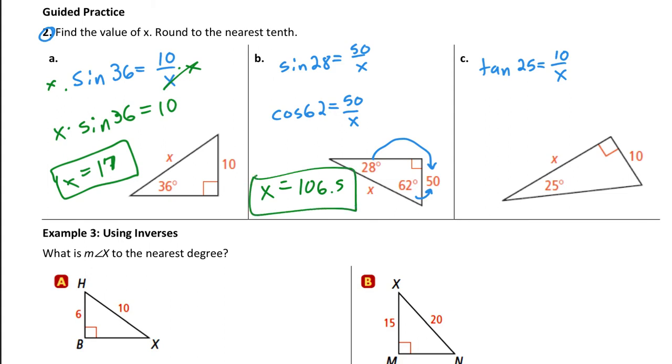It doesn't matter which equation you used. So I could do x equals 50 divided by sine of 28, or x equals 50 divided by cosine of 62. Either way, it's the same answer.